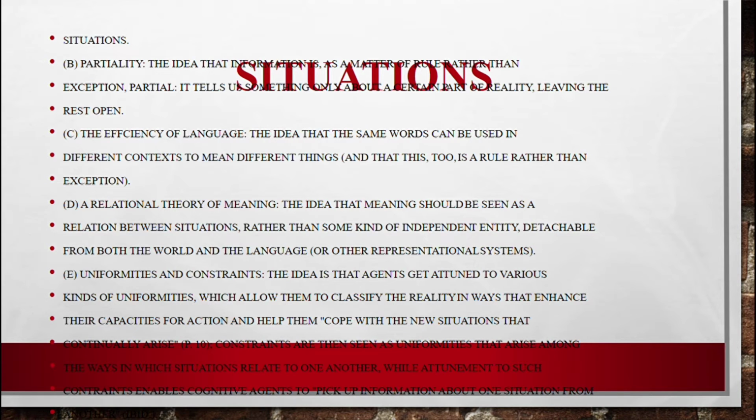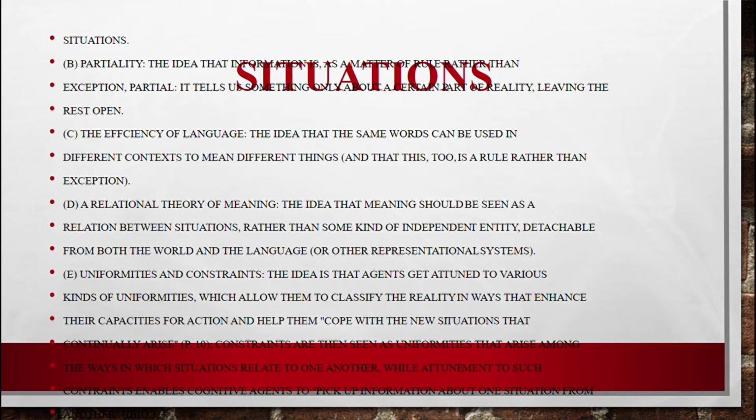E. Uniformities and constraints. The idea is that agents get attuned to various kinds of uniformities, which allow them to classify reality in ways that enhance their capacities for action and help them cope with the new situations that continue to arise. Constraints are then seen as uniformities that arise among the ways in which situations relate to one another, while attunement to such constraints enables cognitive agents to pick up information about one situation from another.